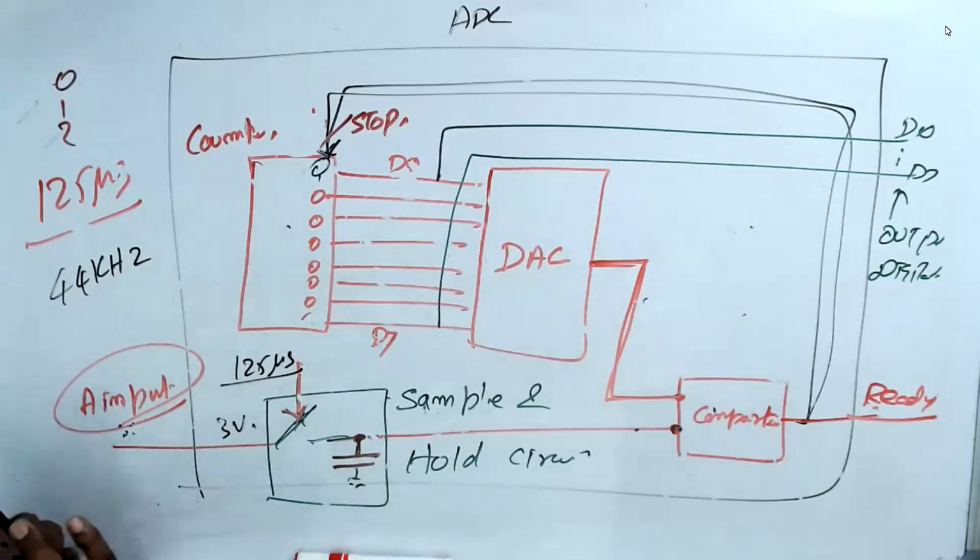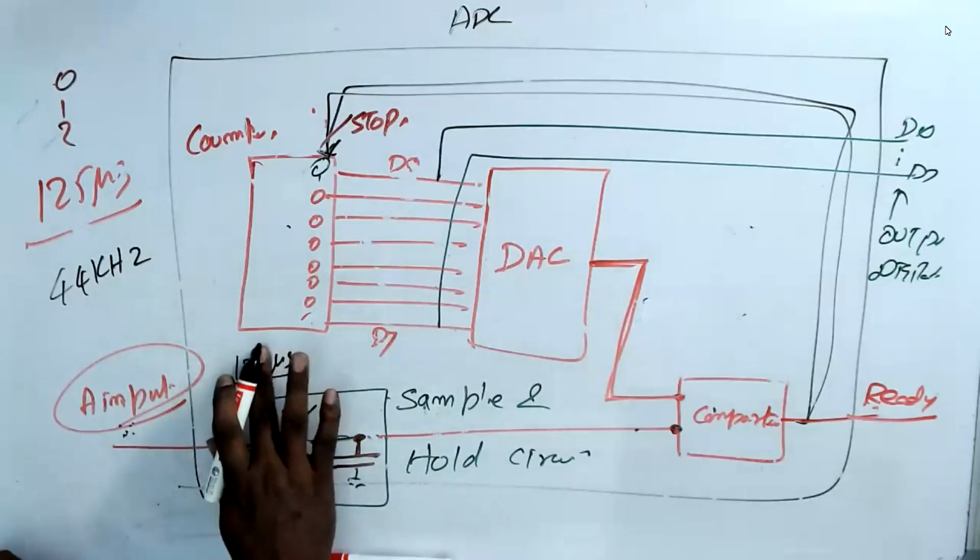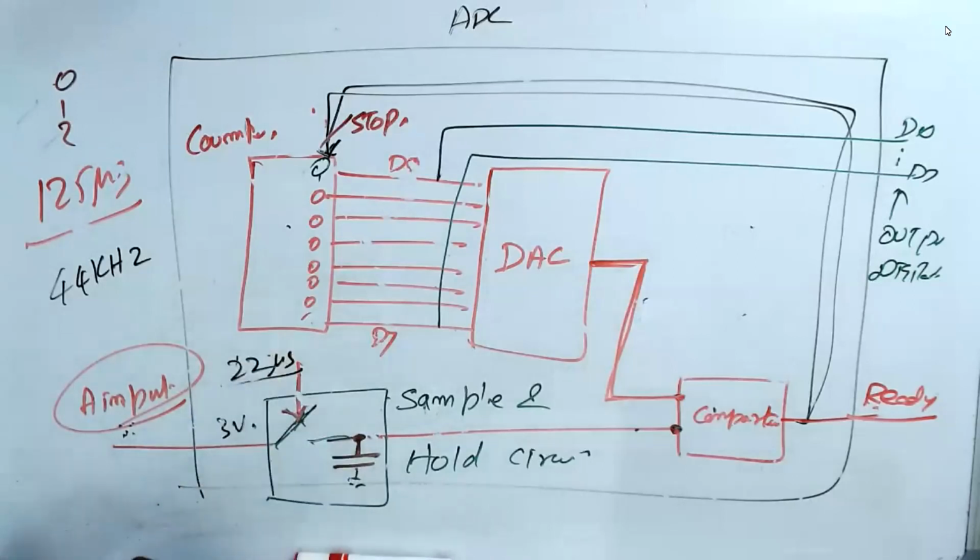One minute, I use the calculator. 1 by 44,000. Oh, that is 22 microseconds. Understand? Think of it. Instead of sampling at 125 microseconds, we will sample at 22 microseconds if it is a stereo.